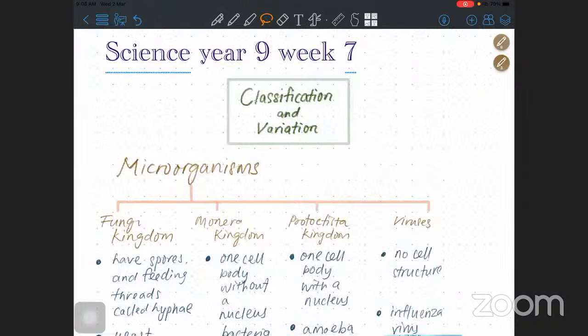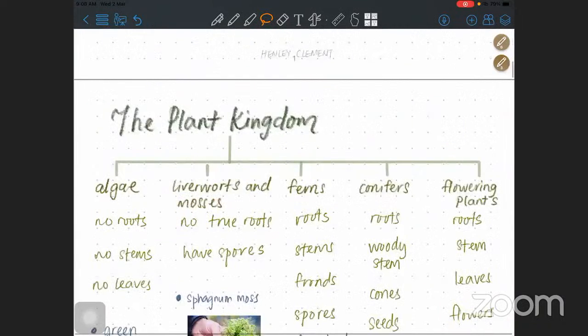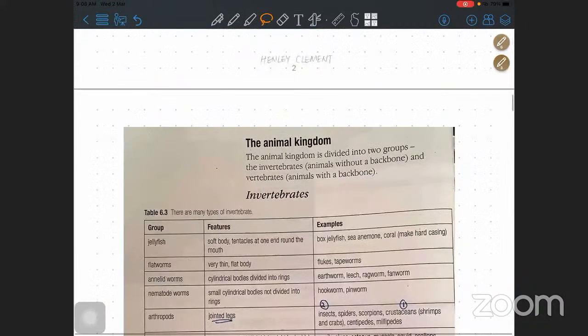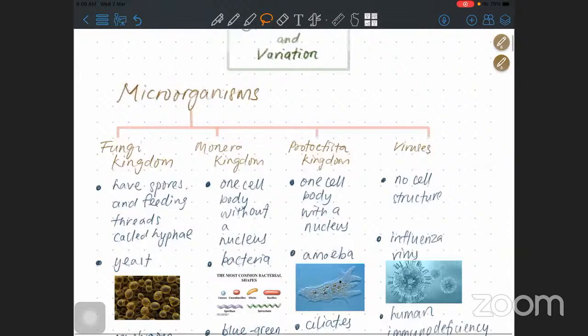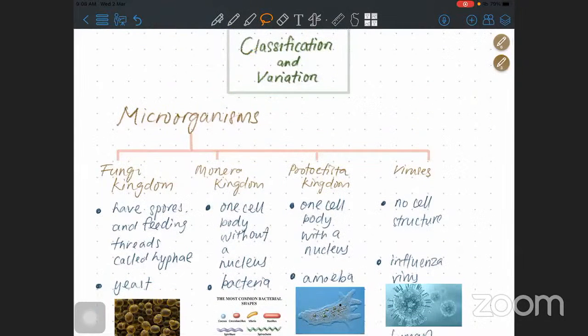In year 9, we need to learn about microorganisms, about plants, and we also learn about animals. Animal is a kingdom, plant is a kingdom, but there are also microorganisms. We have three kingdoms here: fungi in British English or fungus in US, Monera and Protista. These last two are unicellular, one cell, okay? And the fungi live together as a colony.